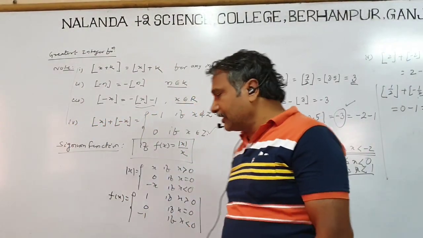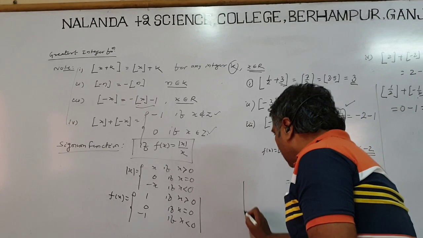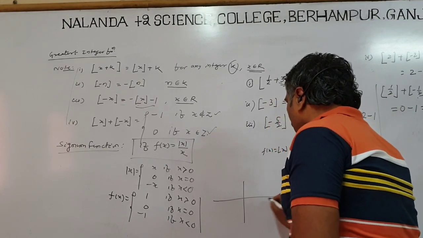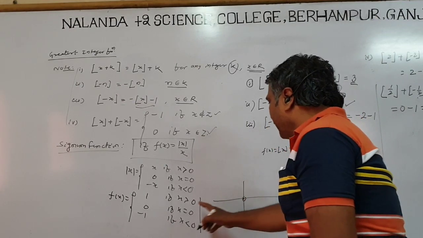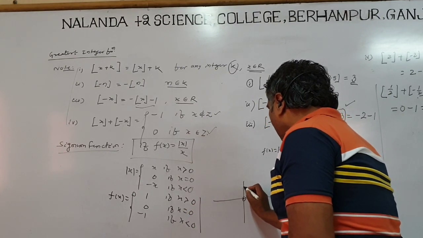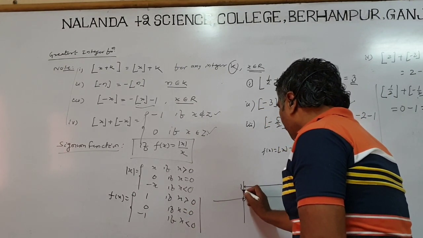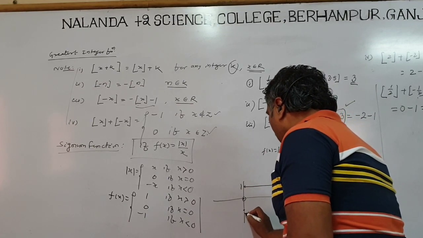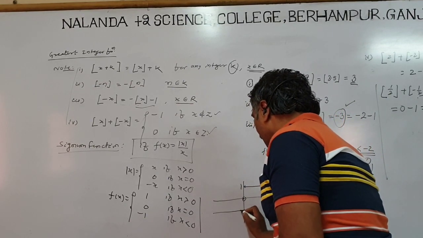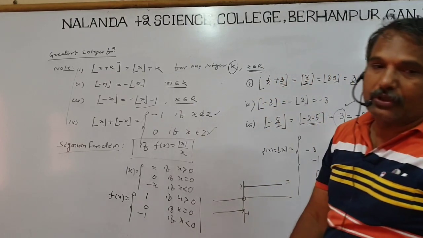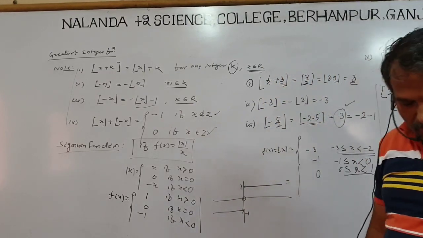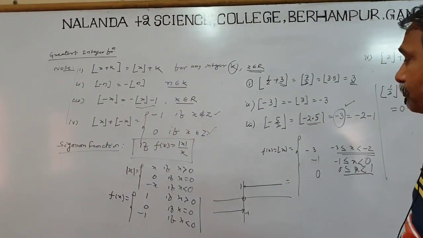What is the graph of the signum function? Now this is the graph. At 0, 0. When x is greater than 0, it is 1. That is, this is 1. And this is minus 1 when x is less than 0. Okay. And there are 3 points: 0, 1 and minus 1.